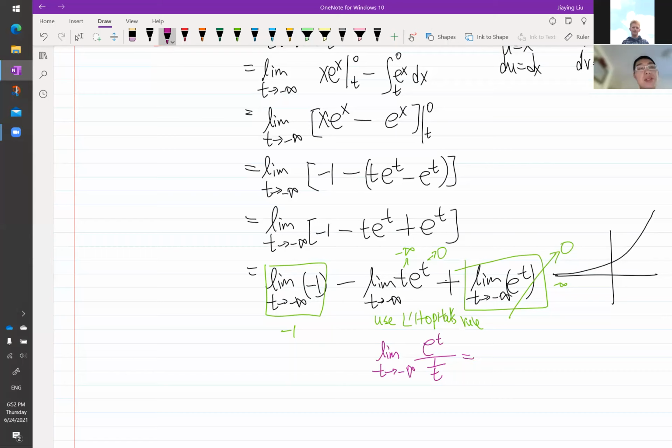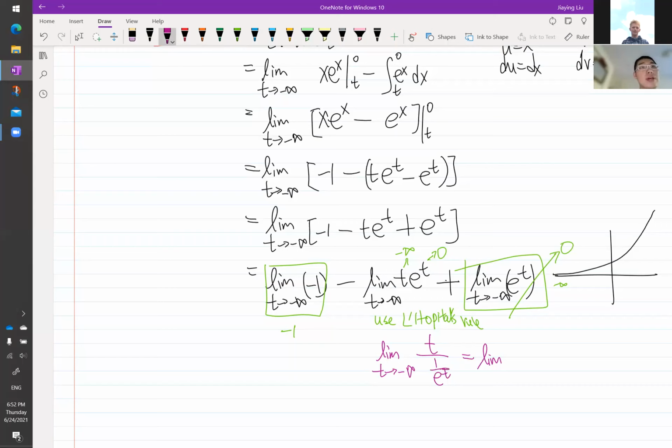So from here, L'Hopital's rule says we just take the derivative of the numerator, take the derivative of the denominator, and then evaluate the limit. I hope I set it up correctly. If not, we have to switch them. Oh, you know what? I feel like I'm not setting it up correctly. Let's see. Yeah, I don't like this setup. Let me switch them to t over 1 over e to the t.